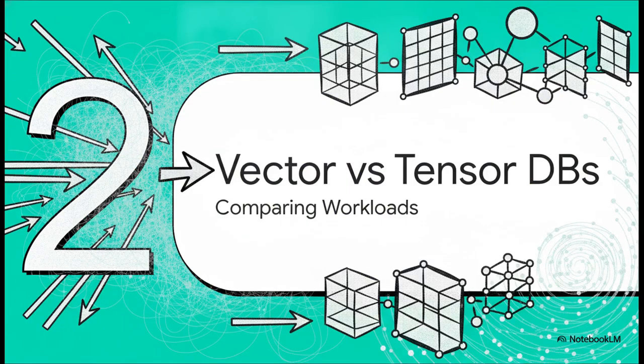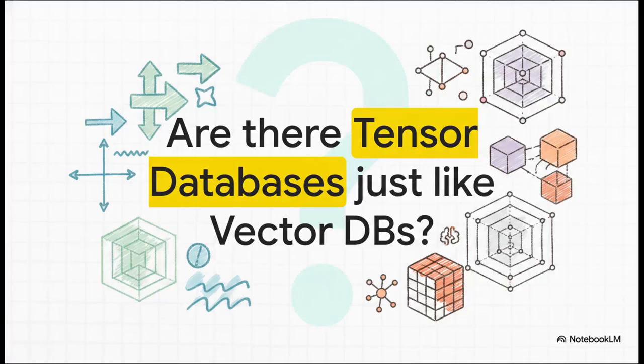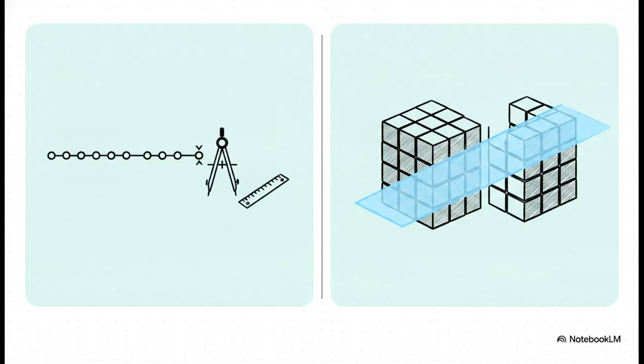Moving right along to section 2, vector versus tensor databases. So this brings us to a super common roadblock for developers. We hear about vector databases literally all the time, especially with all these ChatGPT integrations, right? But do systems actually exist specifically for these complex, multi-dimensional tensors? The short answer is yes, absolutely, but their fundamental purposes reflect two completely different workloads.